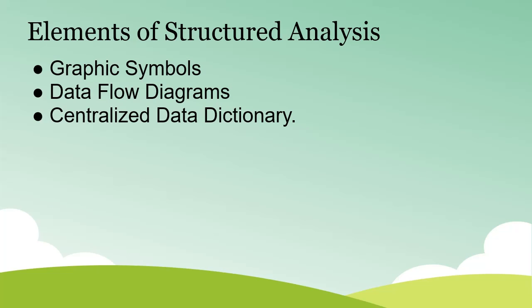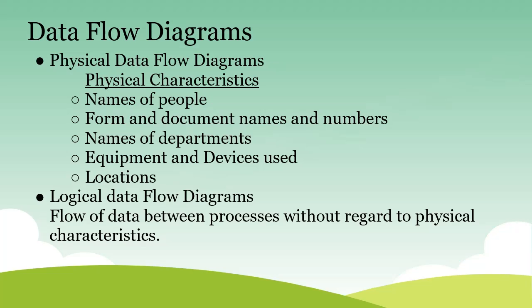Elements of this structured analysis include graphic symbols, data flow diagrams, and a centralized data dictionary. Data flow diagrams can be physical data flow diagrams or logical data flow diagrams. In physical data flow diagrams, the physical characteristics are shown, like the names of people, form and document names, names of departments, equipment and devices used, locations, etc. And in logical data flow diagrams, the flow of data between processes is shown without regard to physical characteristics.